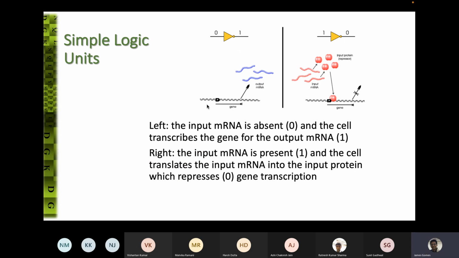Okay, now I'll just do 1 or 2 slides more and then kind of conclude this topic, because we will be doing this again later on. Okay, now you see here, what is an inverter? Inverter means that if you have a low signal on this side, you get a high signal on the other side.